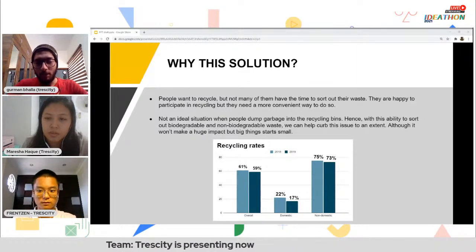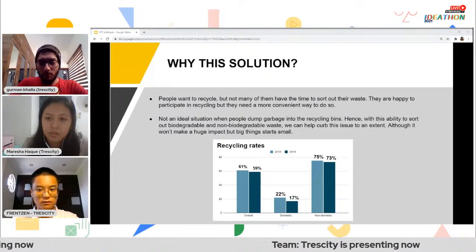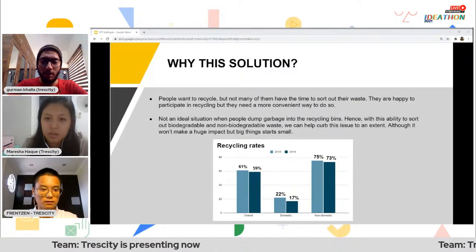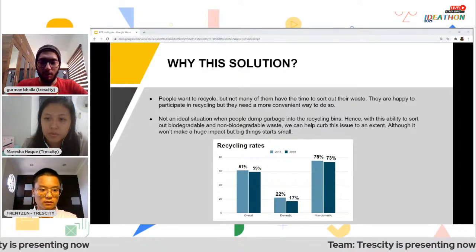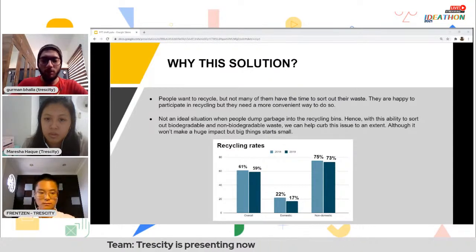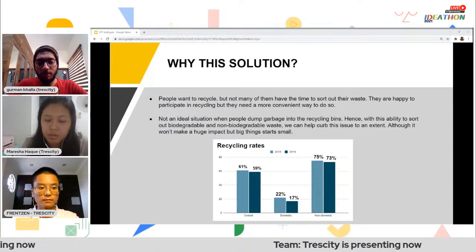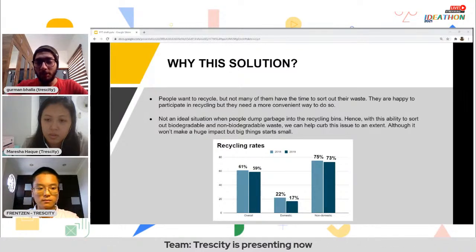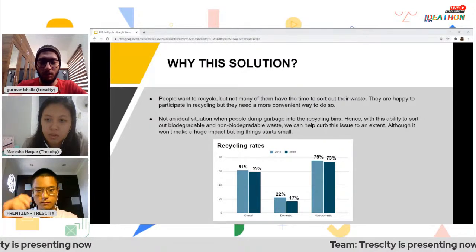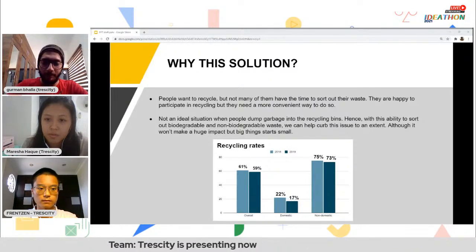Recycling is not a difficult task, but not everyone has the time to sort out their waste. Hence, this makes people not want to recycle and just dump their waste as it is more convenient. So the solution will provide a more convenient way for them and will encourage recycling habits among the community. As you can see from the charts, the overall recycling rates have dropped to 59% from 61% in 2018. The domestic recycling rates decreased to 17% from 22% from 2018, and lastly, the non-domestic recycling rates fell to 73% from 75% in the same period.